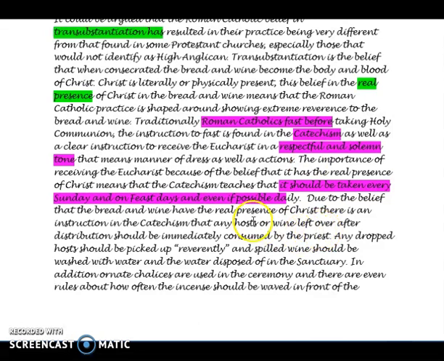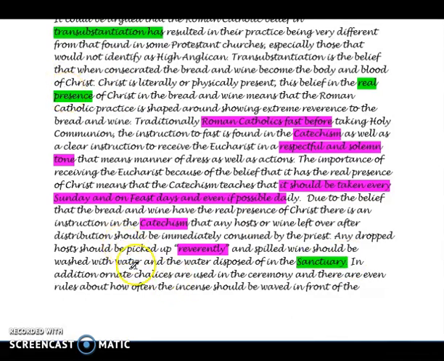There's also the idea that because the hosts, or the bread and wine, have the real presence of Christ, there's an instruction in the Catechism that any leftovers should be consumed immediately by the priest, that any hosts that are dropped should be picked up reverently. That's the exact wording the Catechism uses. Any spilled wine is washed with water, and then that water disposed of in the sanctuary, because the water has come into contact with the blood of Christ.